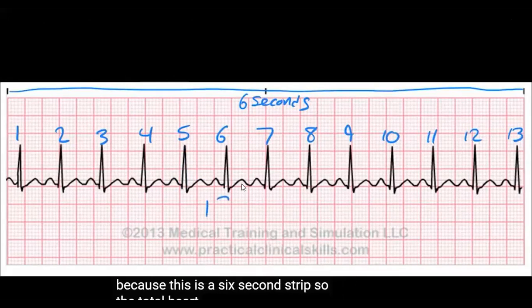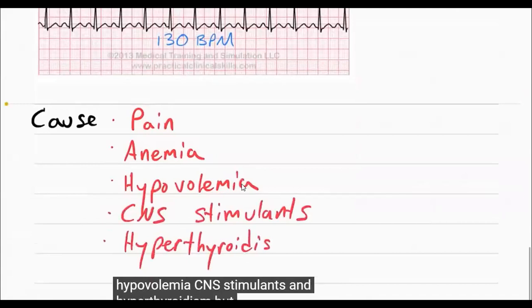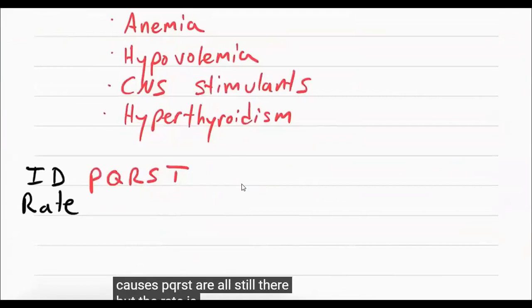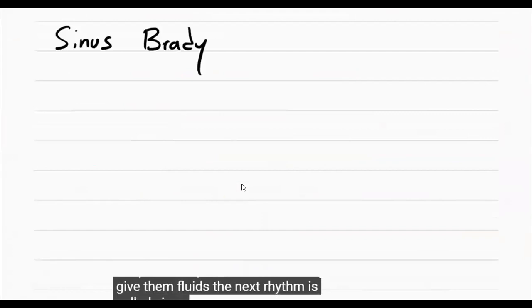Oftentimes, the cause of sinus tachycardia is going to be pain, anemia, hypovolemia, CNS stimulants, and hyperthyroidism. But there's many more causes. P, Q, R, S, T are all still there, but the rate is above 100 beats per minute. What you want to do is treat the cause. So if they have pain, then treat the pain. If they have low fluid, then give them fluids. The next rhythm is called sinus bradycardia.